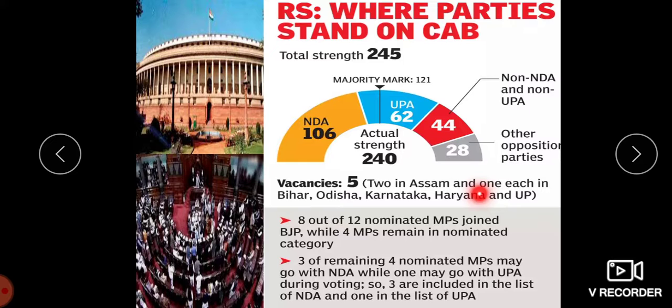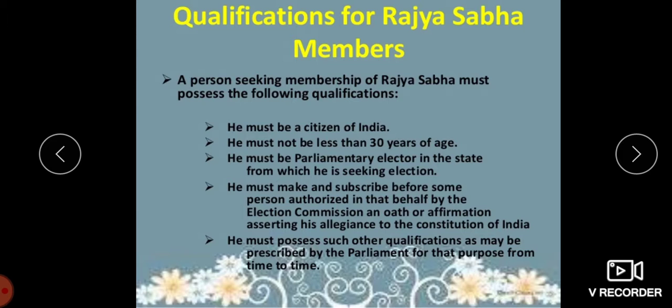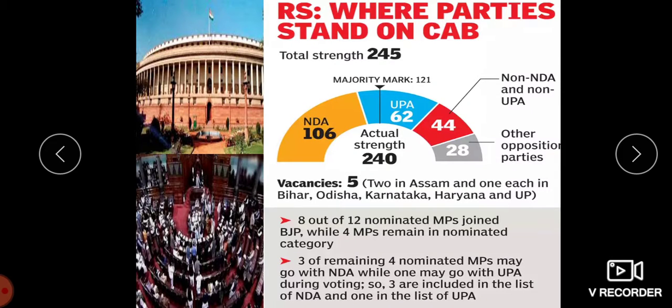We can see here the strength at present, as of the election. So 8 out of 12 nominated MPs join the BJP, while 4 MPs remain in the nominated category. 3 of the remaining 4 nominated MPs may go to the NDA, while 1 may go to the UPA during voting. So 3 are included in the list of NDA and 1 in the list of UPA.